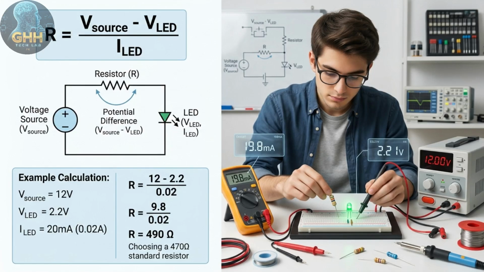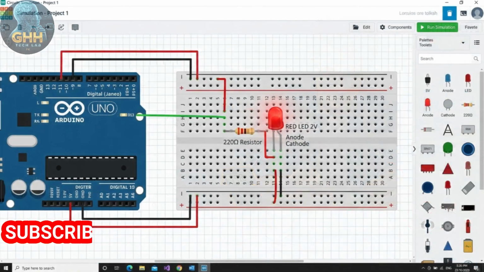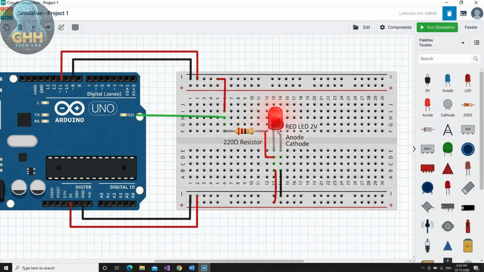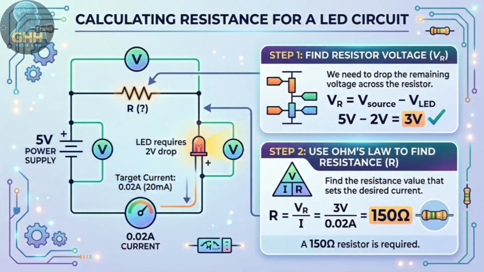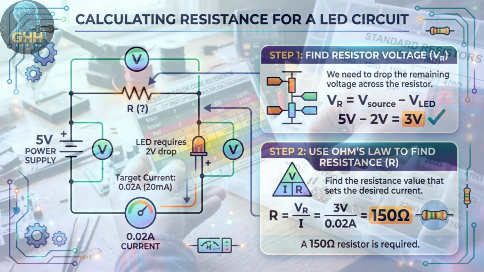Now, we apply the golden formula derived from Ohm's law. Resistance equals source voltage minus LED voltage, divided by the current. Let's calculate a real-world example. We are powering a red LED from a 5-volt Arduino pin. First, subtract the LED's 2 volts from the 5-volt supply. That leaves us with 3 volts that the resistor needs to absorb. Next, divide those 3 volts by our target current of 0.02 amps. The result is exactly 150 ohms.